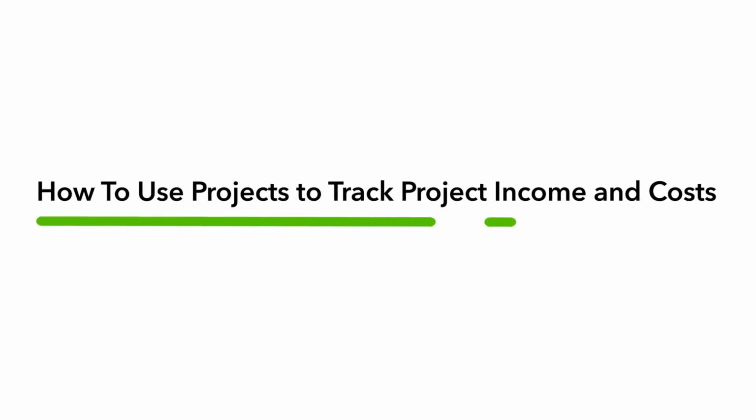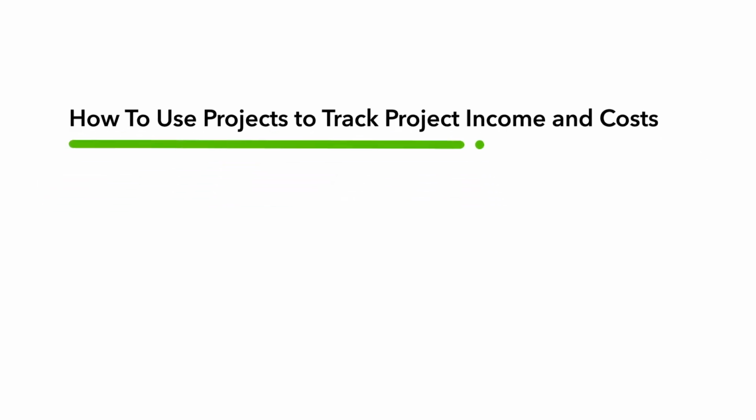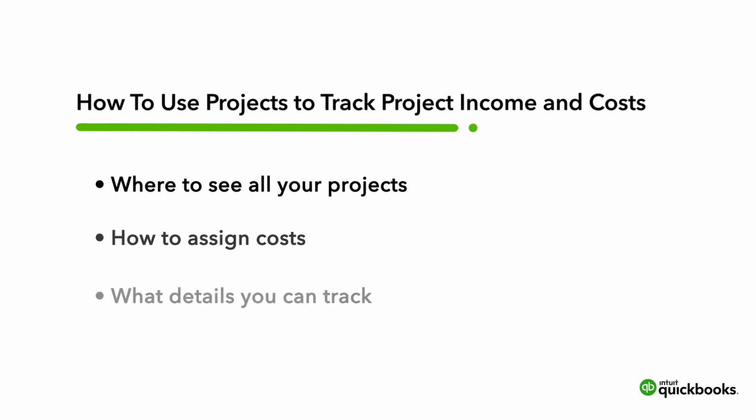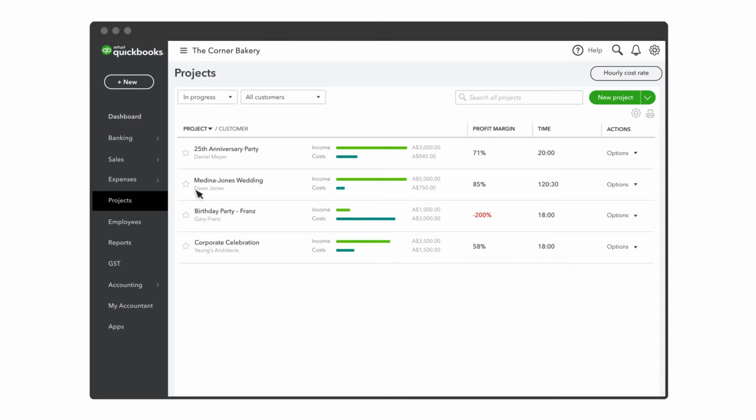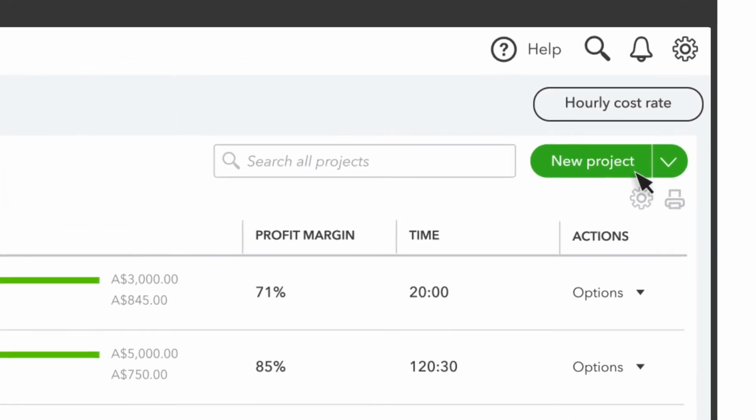Projects let you track income, material costs and labour expenses for the work you do. This video will give you an overview of projects, including where to see all your projects, how to assign costs, and what details you can track. You can create a new project anytime you want to track the profitability of something your company is doing.